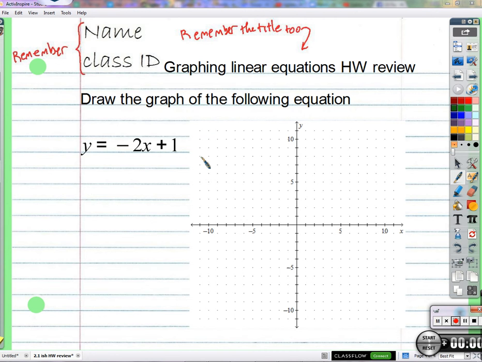I'll go ahead and give you the assumption that this graph's going to be a line, that we haven't really established why it would have to be a line. The ones on the homework are lines, and so I'm going to assume this one's a line. If we assume it's a line, how many points do I need to find before I can draw the whole line?